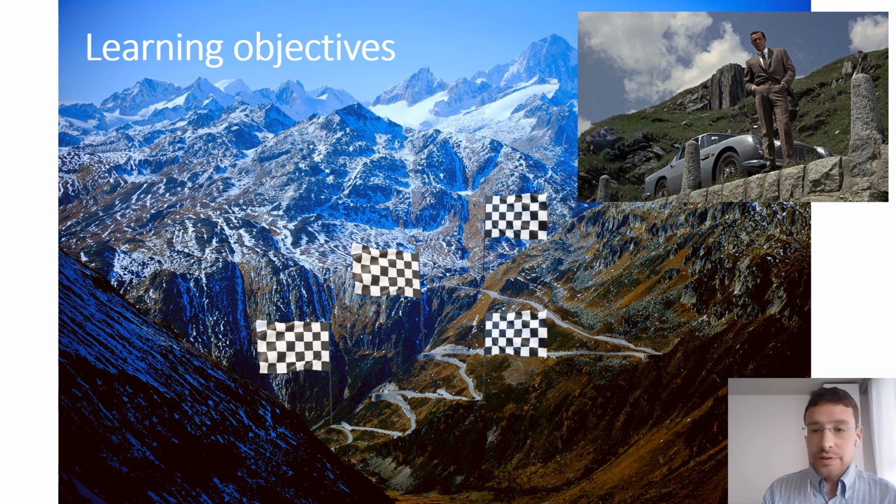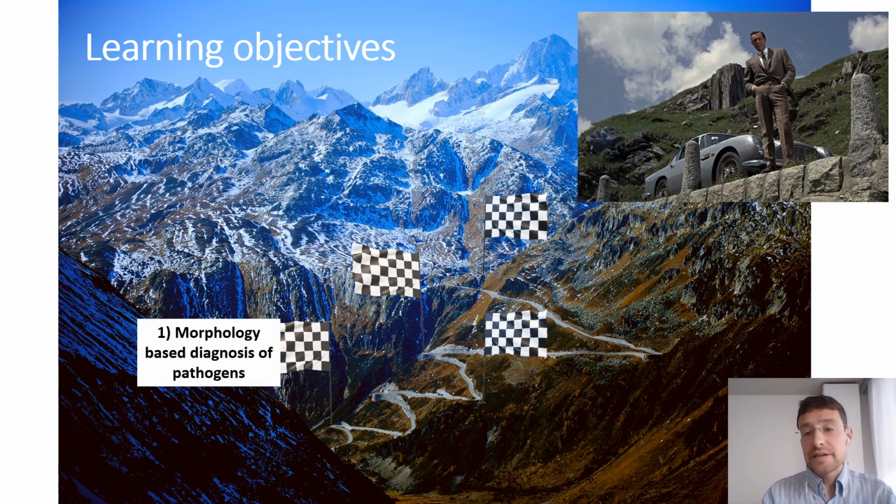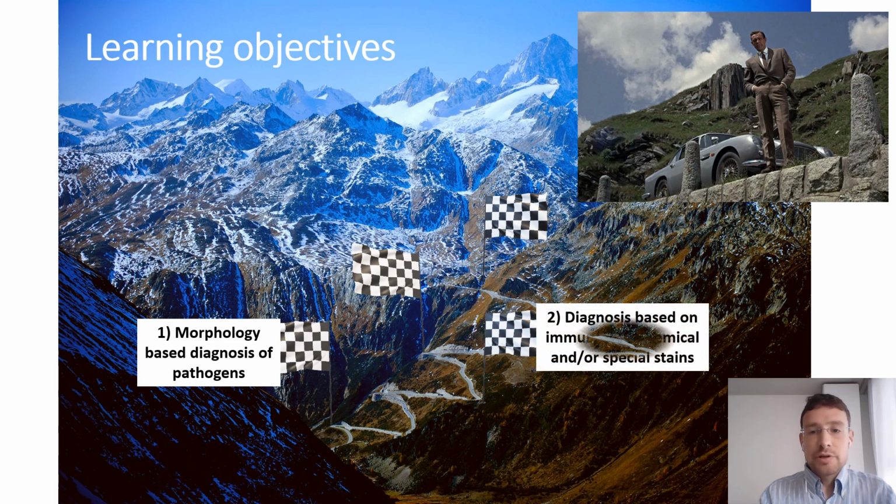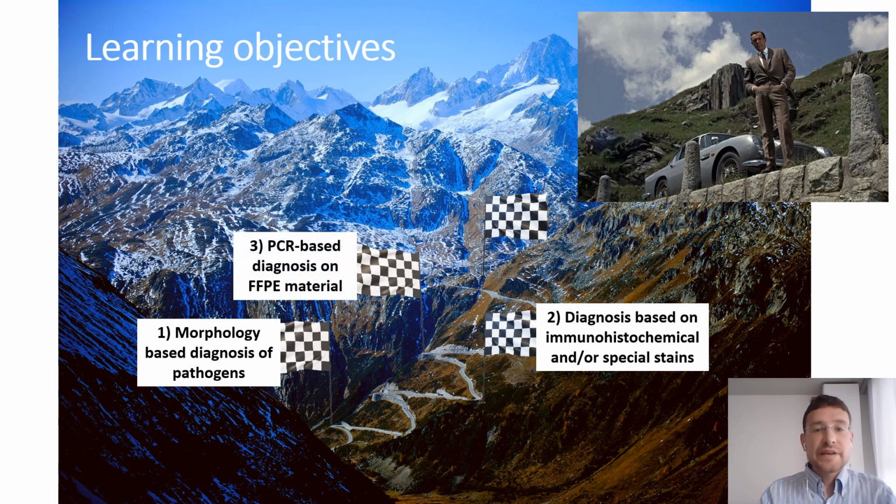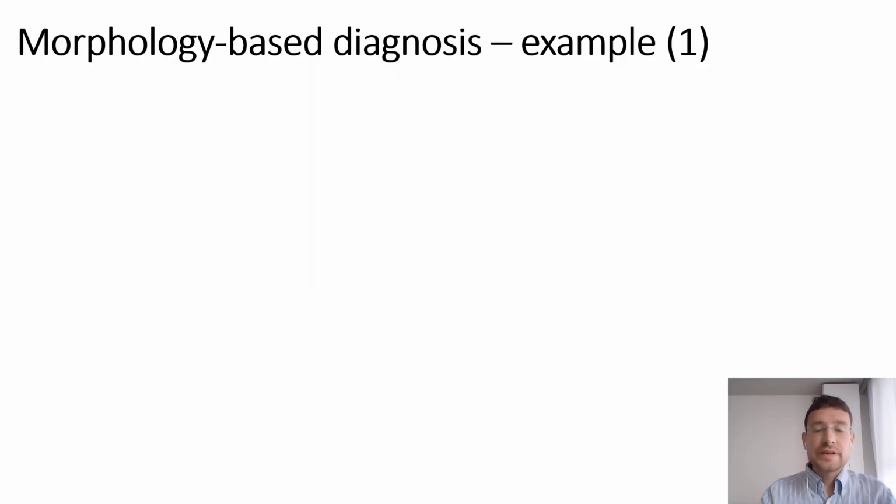So we will follow the same path, and we will start with a discussion of morphology-based diagnosis. Then we will move to diagnosis based on histochemical and special stains. Then we'll discuss the possibility of PCR-based diagnosis on formalin-fixed paraffin-embedded material through molecular pathology techniques. And then we will shortly discuss an upcoming topic, metagenomics. So let's go with the first example.